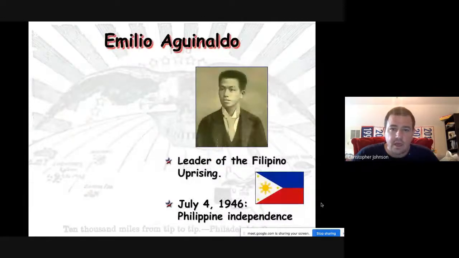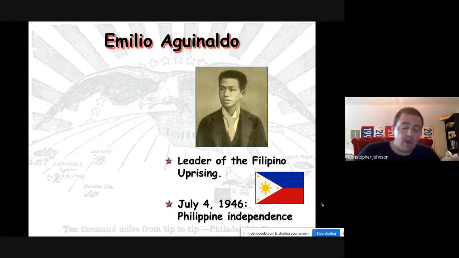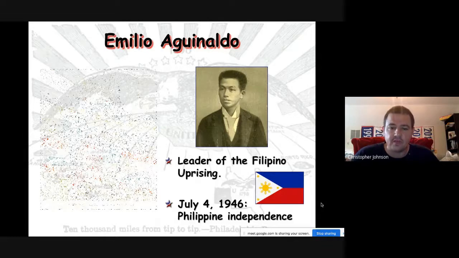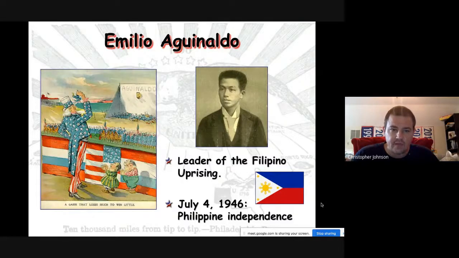And so Emilio Aguinaldo, he's the leader of the Filipino uprising. He's part Chinese. He starts to fight back, but unfortunately he's not successful. We promised the Philippines in the 30s we're going to give them their independence, but then World War II breaks out. So right after World War II, July 4th, the same day as us, 1946, we gave the Philippines their independence.